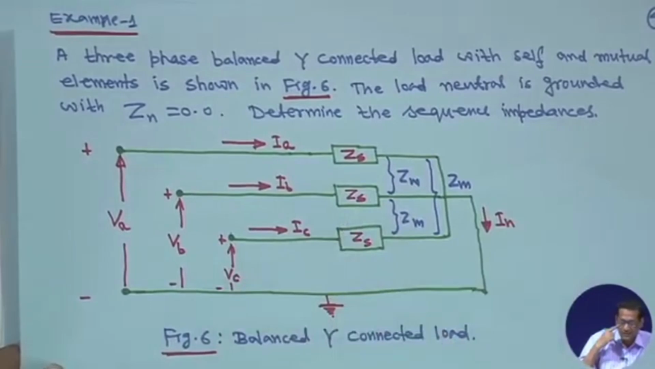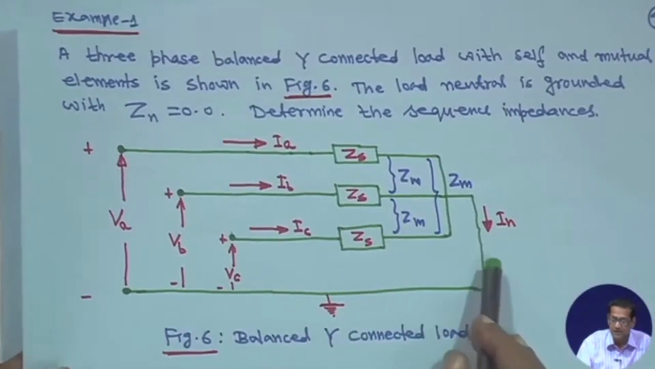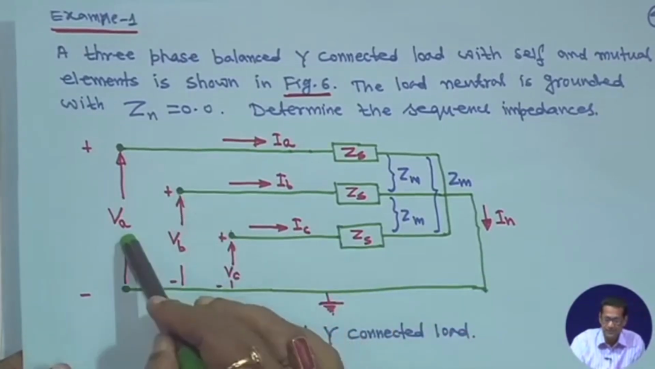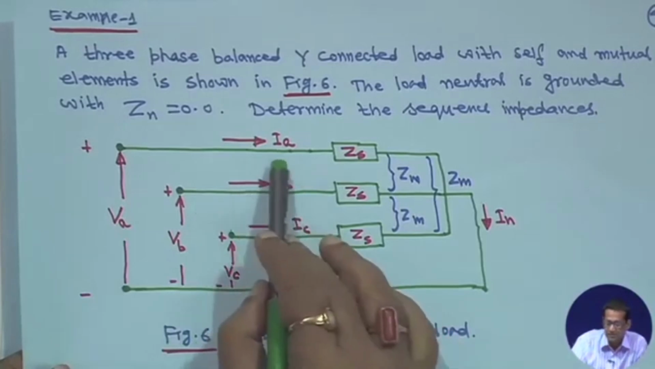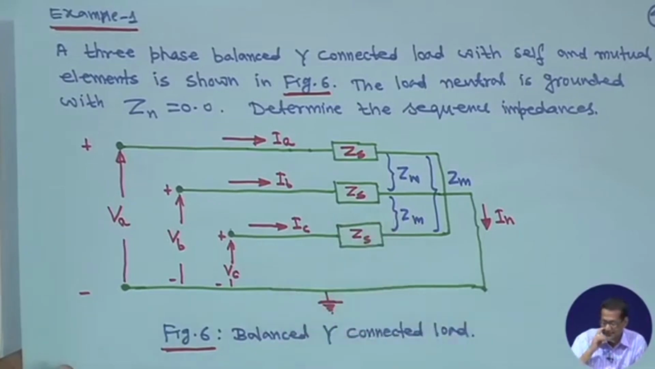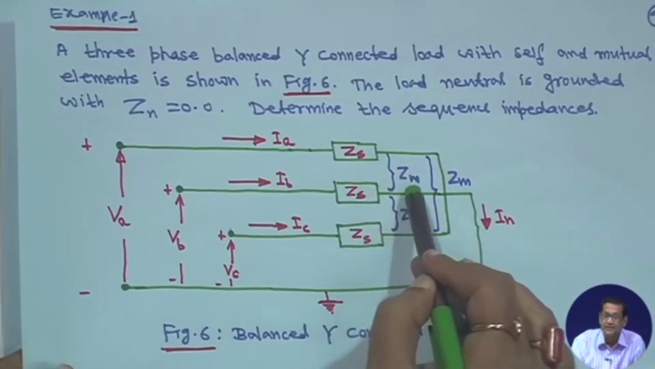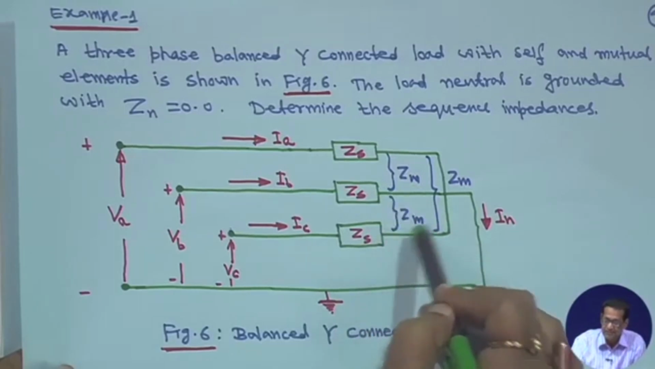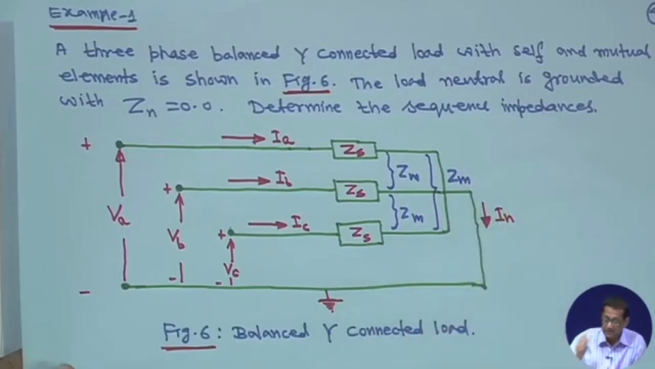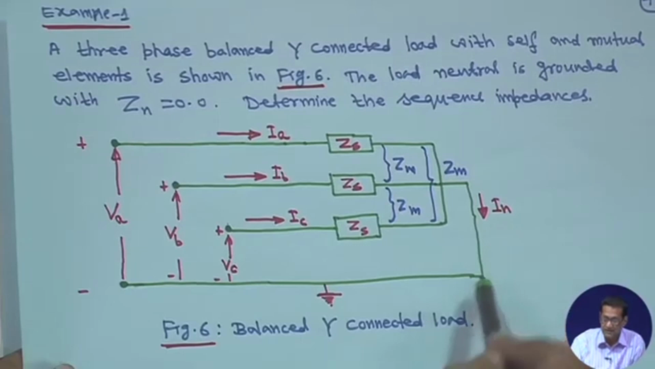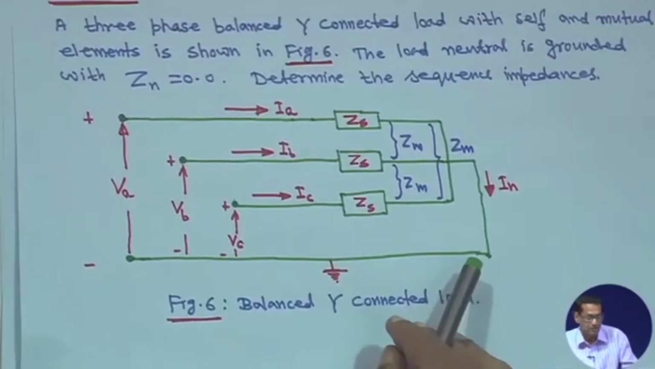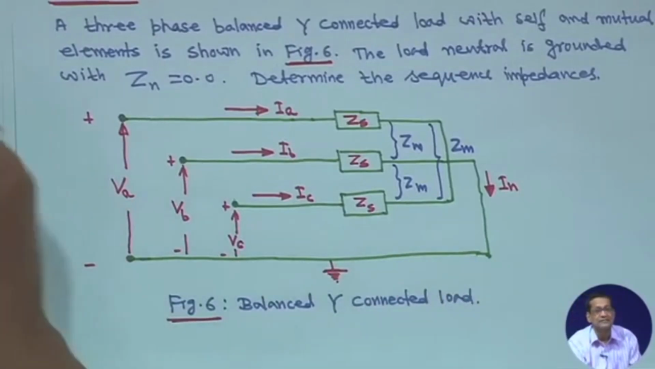So, you have a 3-phase balanced Y connected load, right. That means this is phase A, this is B and this is C. Voltages are VA, VB, VC and currents flowing are IA, IB, IC and impedances are ZS, ZS, ZS, but they have a mutual inductance between phases, that means between phase A and B Zm, between phase B and C Zm, and between phase A and C that is also Zm, and this is In, the neutral current. So, this is a balanced Y connected load, and you have to obtain the sequence impedances.